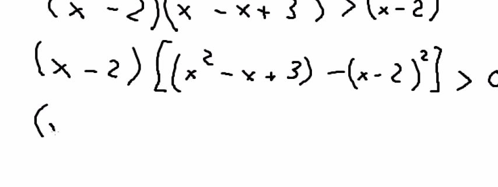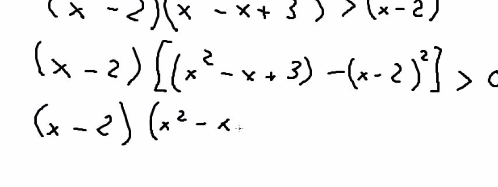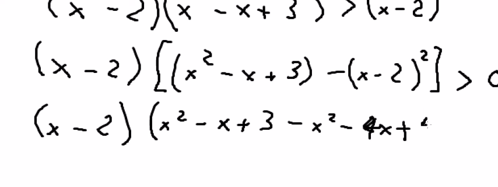So we got x minus 2, x square minus x plus 3 minus x square minus 2x plus... wrong. This is number 4 plus 4, greater than number 0 in here. So we have x square and x square that will simplify.